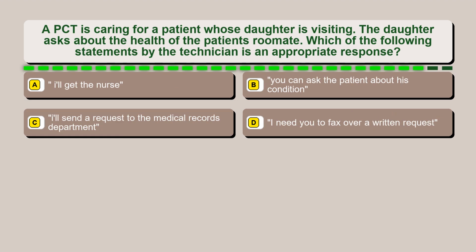Question 52. A PCT is caring for a patient whose daughter is visiting. The daughter asks about the health of the patient's roommate. Which of the following statements by the technician is an appropriate response? Option A, I'll get the nurse. Option B, you can ask the patient about his condition. Option C, I'll send a request to the medical records department. Option D, I need you to fax over a written request.